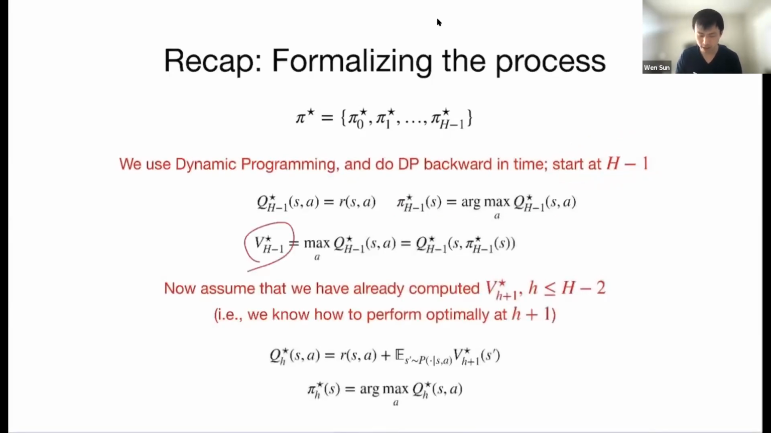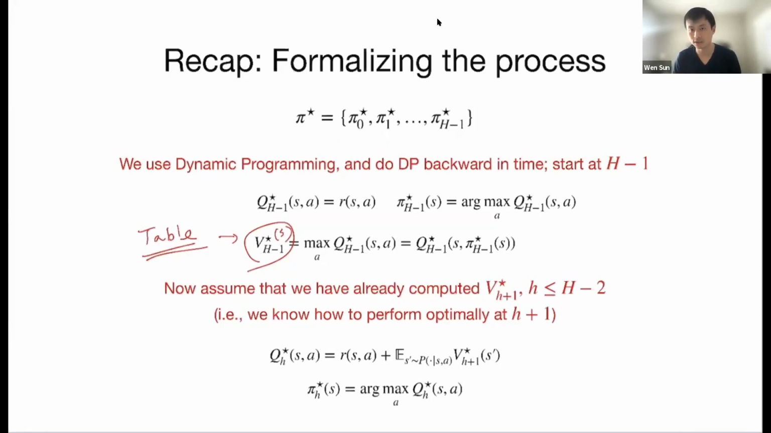And then we compute this. Oh, typo here. So this is our lookup table, which we're going to use to compute the lookup table at time step capital H minus 2. So this is basically the dynamic programming process. Any questions so far for this dynamic programming process?